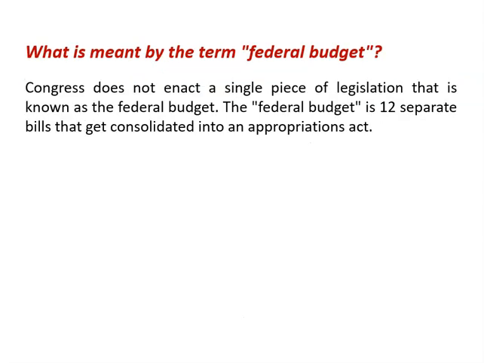What is meant by the term federal budget? Congress does not enact a single piece of legislation that is known as the federal budget. The federal budget is 12 separate bills that get consolidated into an Appropriations Act.